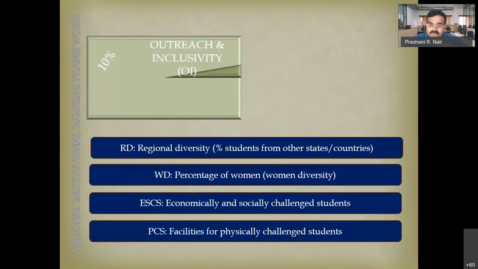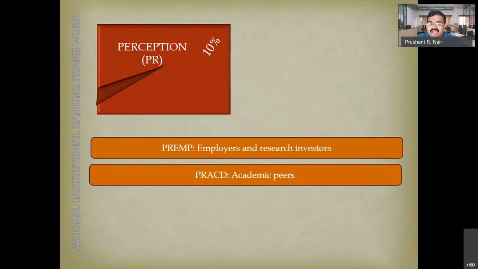Giving scholarships for the physically challenged, all those things are probably affirmative action. Those things are totally Indian parameters. The last aspect is the perception. As far as NIRF is concerned, they have a confidential survey that goes out to people in their list.